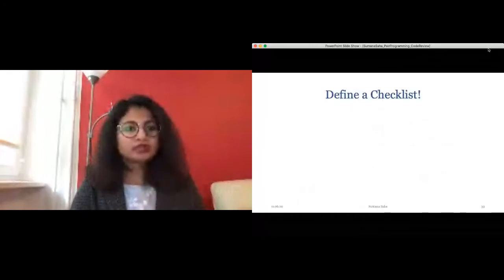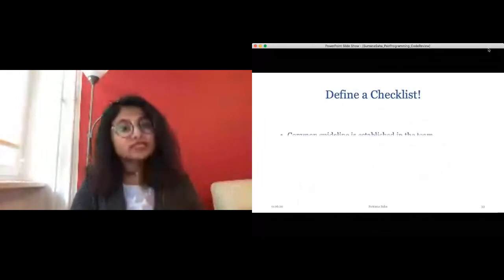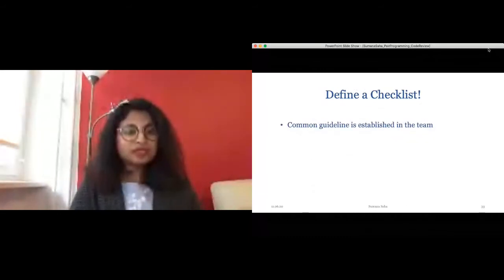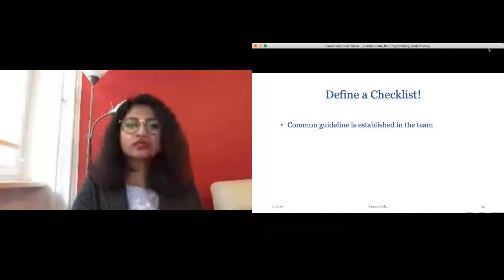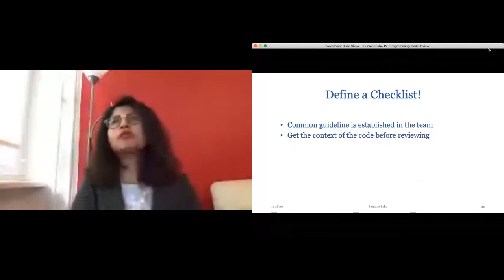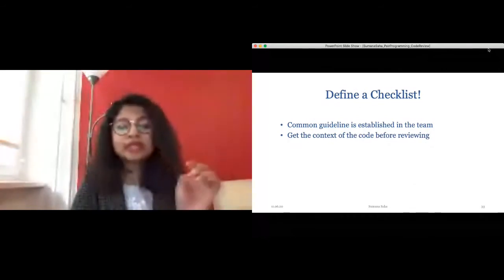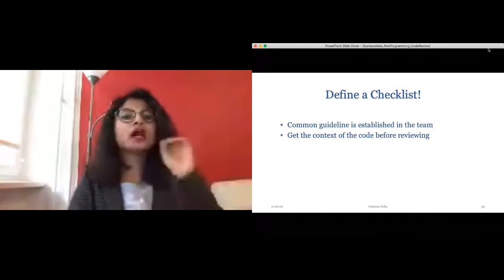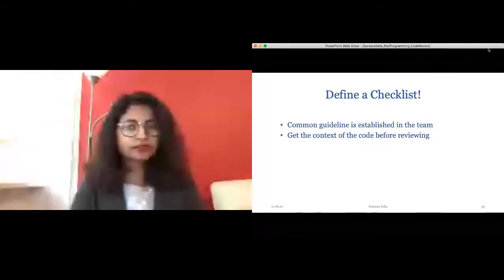Now what to do then? Define a checklist. The common guideline is established by the team. That means if some organization has a specific formatting style or programming guideline, we have to adhere to it. Then get the context of the code before reviewing. It is wrong if I wake up in the morning, have a coffee, and start reviewing code without understanding a single word of it, and write hundreds of questions. That is not the right way.